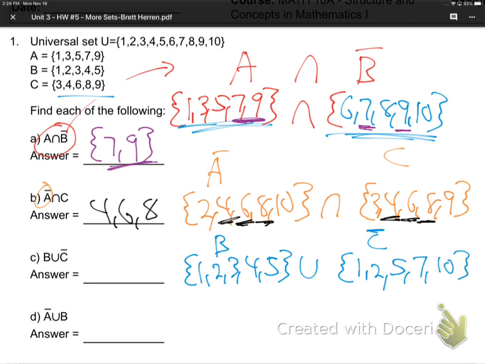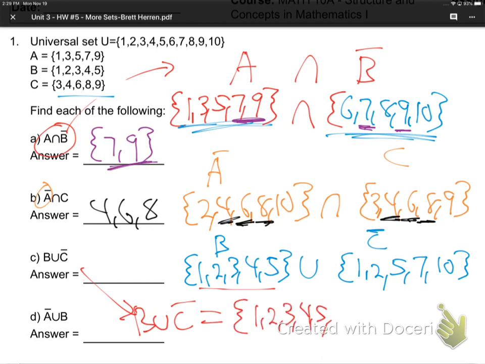Is everybody good there? First off, how I got C complement: I just looked up at C, and I just took the numbers that are not in C. Right? And now, what am I supposed to do? Unite them. Put them all together. So when you unite with C complement, that'd be 1 through 5, and 7 and 10.